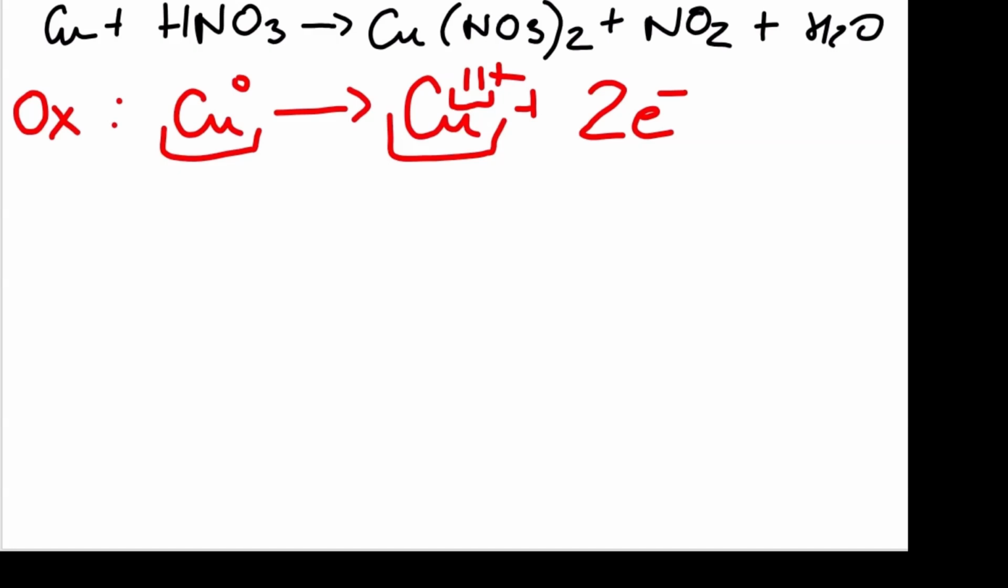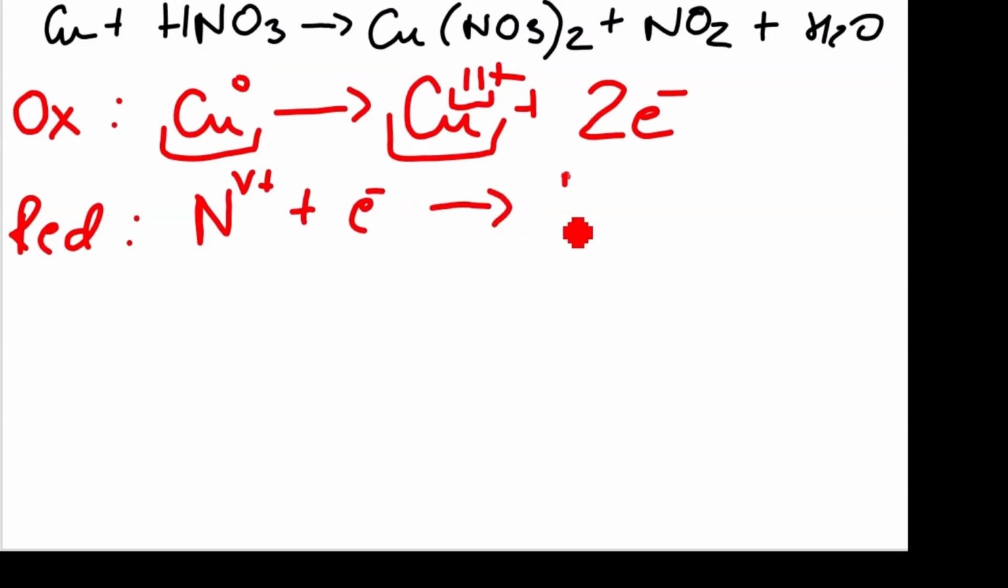Okay, so in the reduction reaction, we need to check the nitrogen atom with the oxidation state, as we calculated, +5. And this nitrogen atom undergoes a reduction reaction. Yes, it gained one electron and we obtain nitrogen with the oxidation state equal to 4 plus.